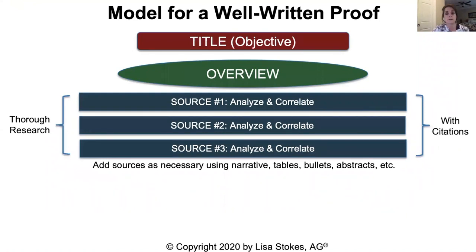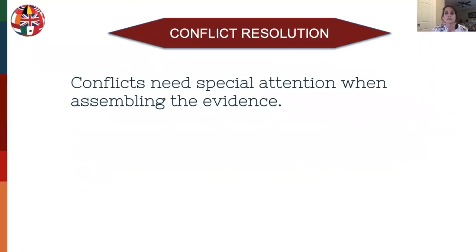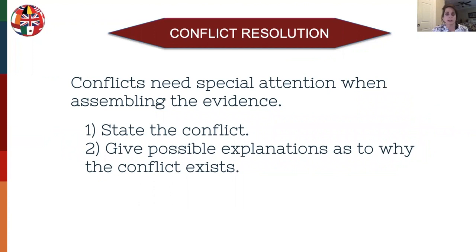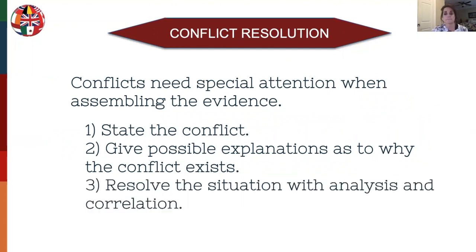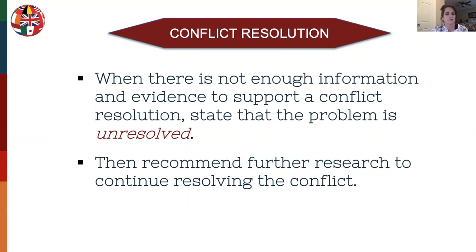The next element in our model is to resolve any conflicts that have been found. Conflicts need special attention when assembling the evidence. So, first, state the conflict, then give possible explanations as to why the conflict exists, and resolve the situation with analysis and correlation if possible. And then remember, when there's not enough information and evidence to support a conflict resolution, be sure to state that the problem is unresolved and recommend further research to continue resolving the conflict.